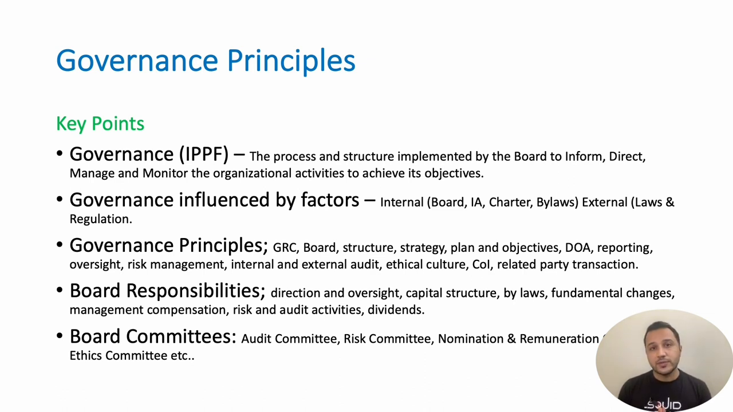Corporate governance is affected by two kinds of factors. They are either internal, which is how you form the board, the internal audit department, the risk management department, the charters, audit committee, internal audit charter, risk charter, and bylaws. Bylaws are the articles and memorandum of association of the company, why the company exists and how it will run. Policies and procedures and delegation of authority are also internal factors which affect the organization. So these are all internal factors which influence corporate governance. From external, it is mainly laws and regulations. Sometimes it is also society which directs what its expectations are from the company.